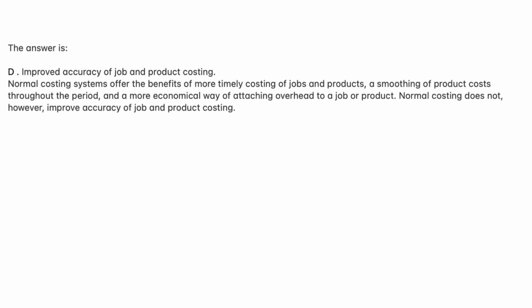Normal costing systems offer the benefits of more timely costing of jobs and products, a smoothing of product costs throughout the period, and a more economical way of attaching overhead to a job or product. Normal costing does not, however, improve accuracy of job and product costing.